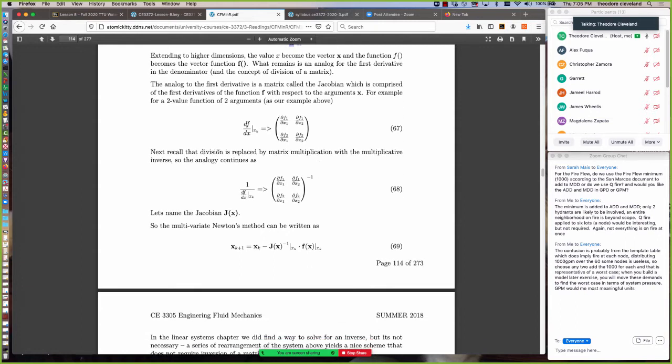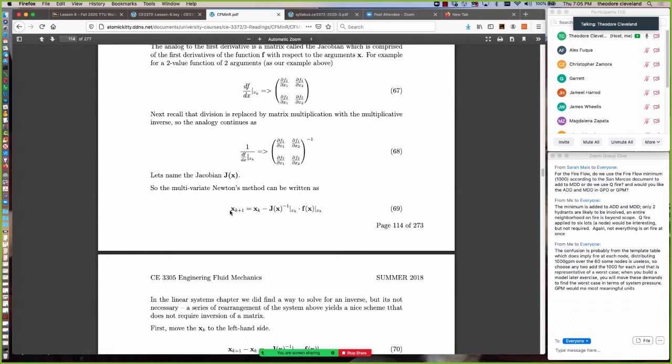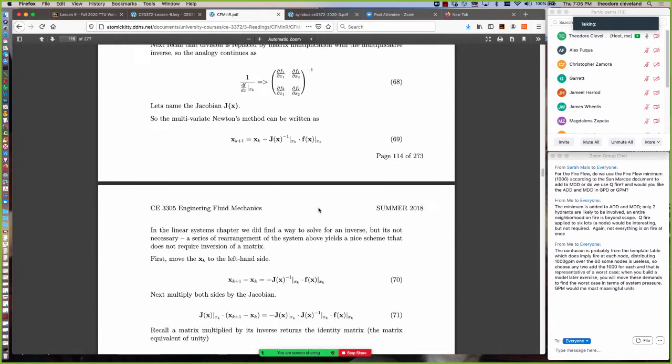So if you recall that in matrix arithmetic, there is no such thing as division, but there is a multiplicative inverse of a matrix. And so if that inverse exists, the equivalent of division is to multiply by the inverse of the Jacobian. And so the multivariable Newton's method is written as the new value of x, which now is not one thing but two things, is equal to the old value minus the inverse of the Jacobian times the current value of the function of x.